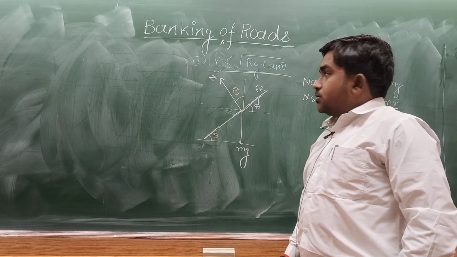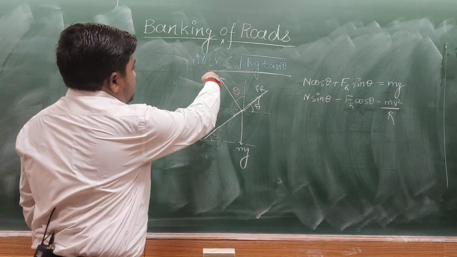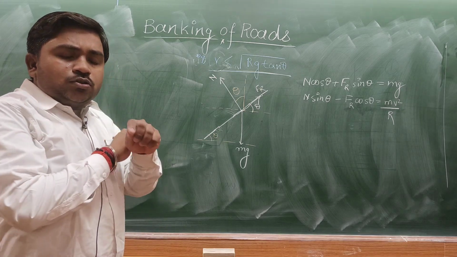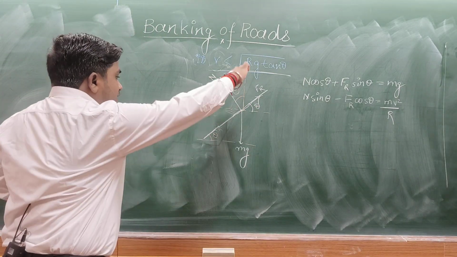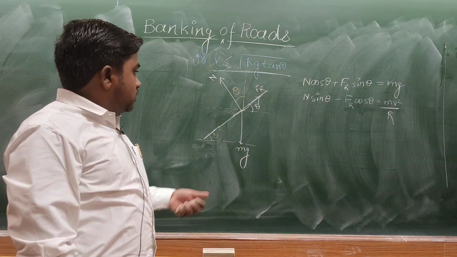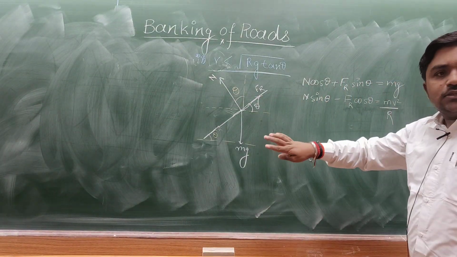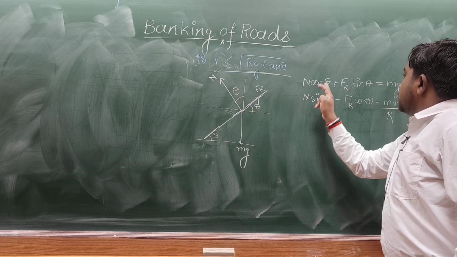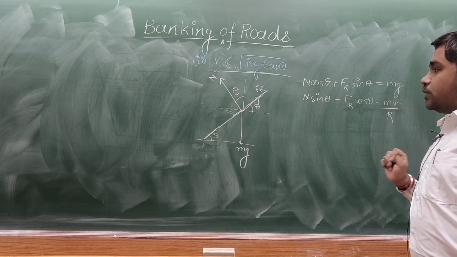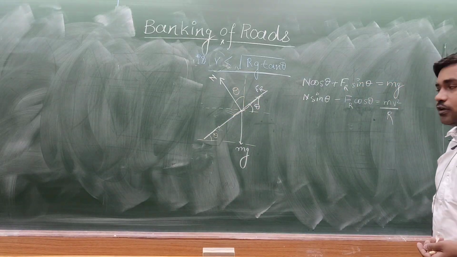So now let us discuss this case very quickly: what if we drive at a velocity less than root of rg tan theta? Nothing will change, only the friction will start acting upward, because the tendency of the car is to go downwards, so the friction will act upward to oppose the tendency. Just write the equations similar to the above case, just change the direction of friction. So this will be n cos theta plus fr sin theta equal to mg, and n sin theta minus fr cos theta equal to mv square by r.